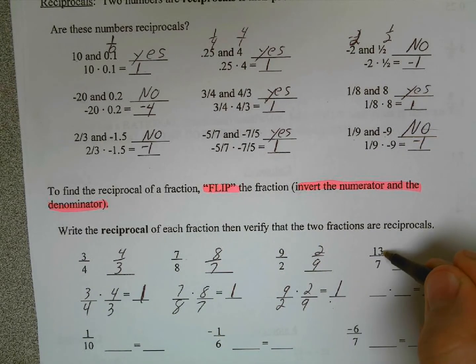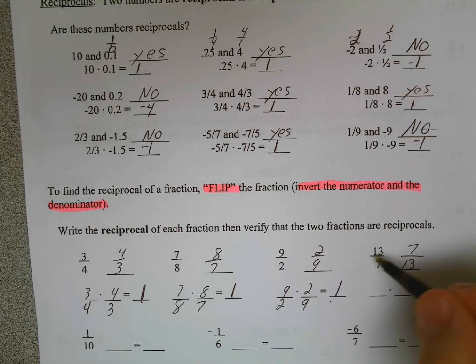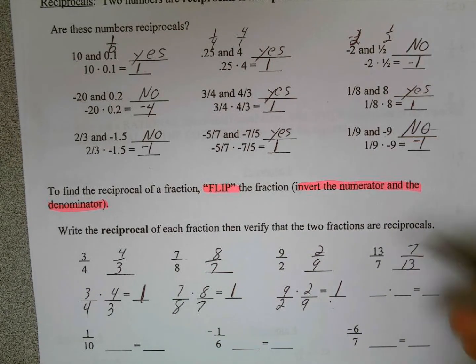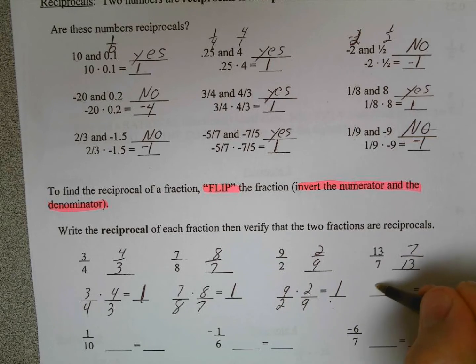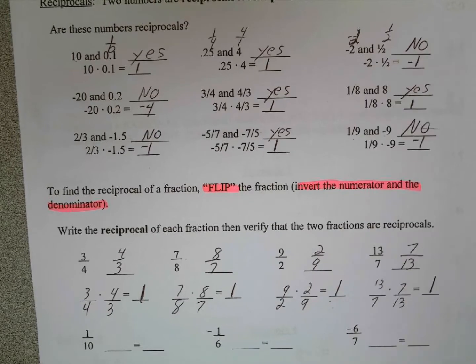So if 13's at the top, 13's going to be at the bottom now. 7's in the denominator, so now we're going to put 7 in the numerator. Right? So just flip it. The reciprocal of a fraction is just its flip version. So now I can check that. 13 over 7 times 7 over 13. All right, when I multiply those two together, I get 1.